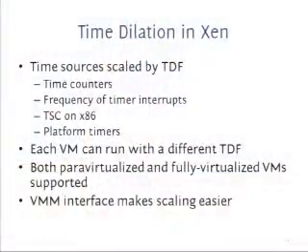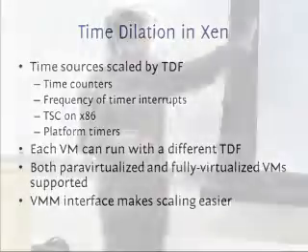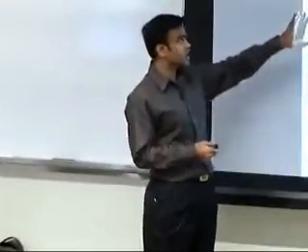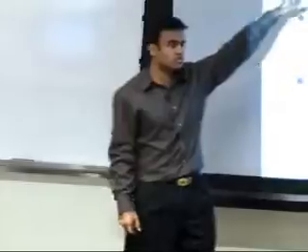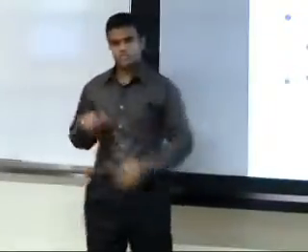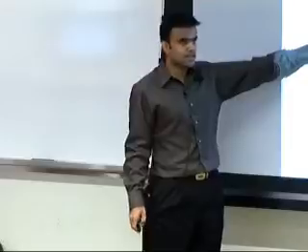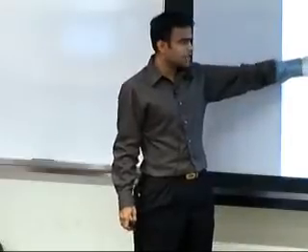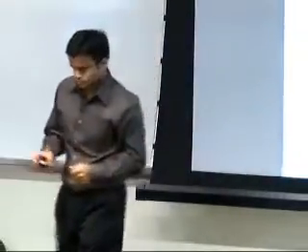So the implementation that we have for Xen does roughly the same things that I just described. We scale all of the different time sources by the given time dilation factor. In fact, we allow each virtual machine to be run with a different time dilation factor, which is extremely useful. Our implementation supports both para-virtualized and fully virtualized VMs. Go ahead. I don't think you use this, but how do you handle the read TSC?